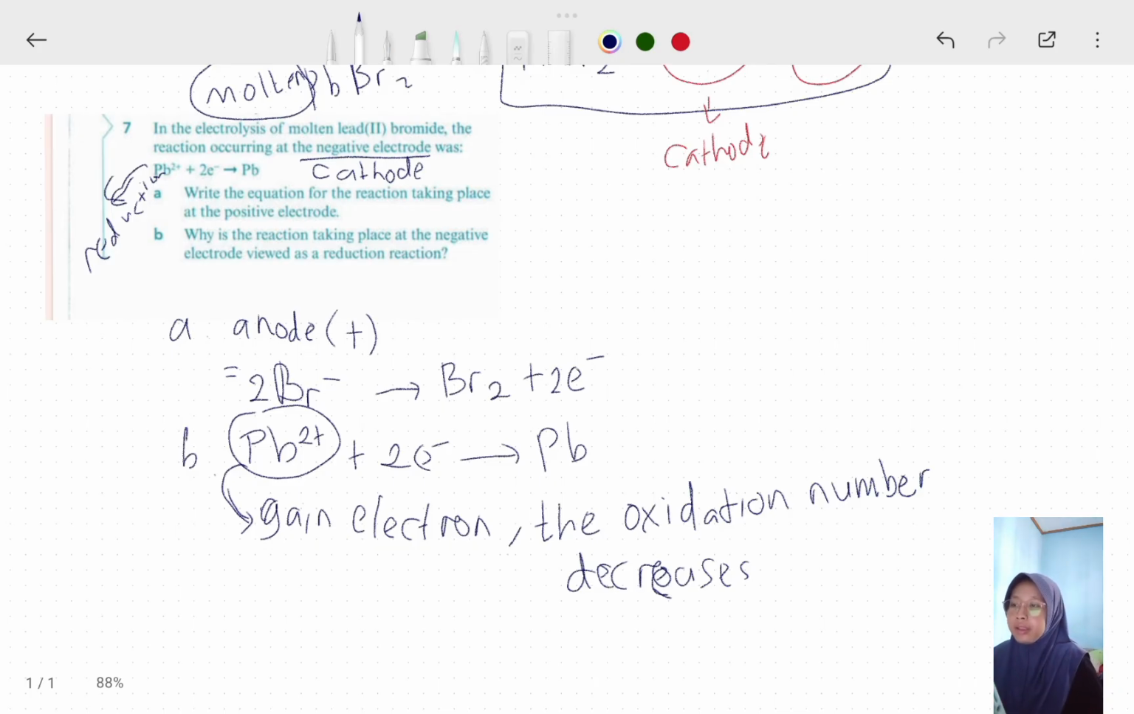Here's why the reaction taking place at the negative electrode is viewed as a reduction reaction.